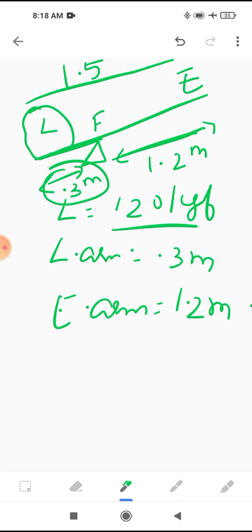Then you are asked to find out the effort. So you know the load arm and effort arm. Effort you have to find out, use the formula load into load arm is equal to effort into effort arm. And you will get the answer as 30 kilogram force. In the textbook the answer is written as 30 Newton, but your answer will come as 30 kilogram force.